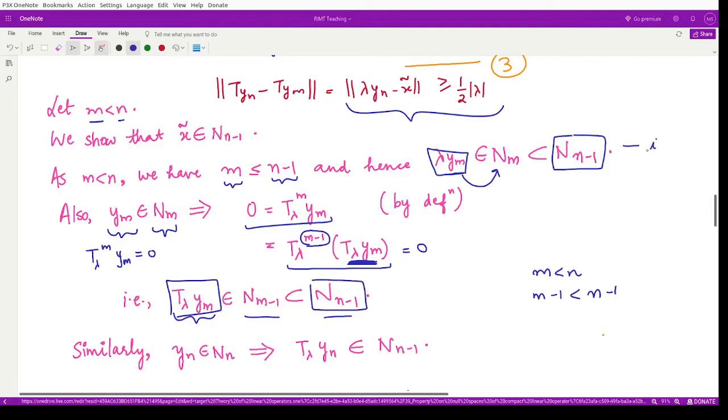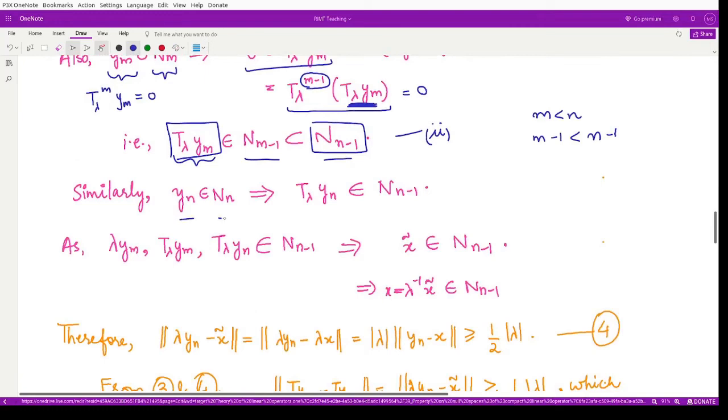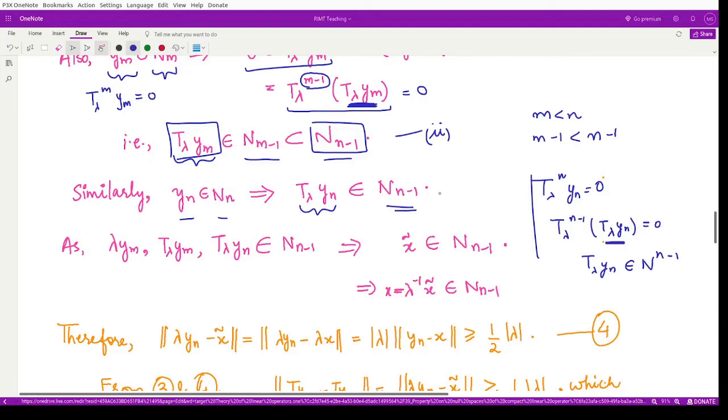So we have this one thing, we have this second thing, right? And let's see the third thing also. For the third thing, we again know yn would be contained in Nn, no issue, right? So what does that mean? It means that T lambda n applied onto yn is equal to 0. So from here you could see T lambda n minus 1 applied onto T lambda of yn is equal to 0. So that means T lambda of yn would be there in the null space of n minus 1. So that is what we are writing, that T lambda of yn is contained in the null space of n minus 1. This is the third thing.